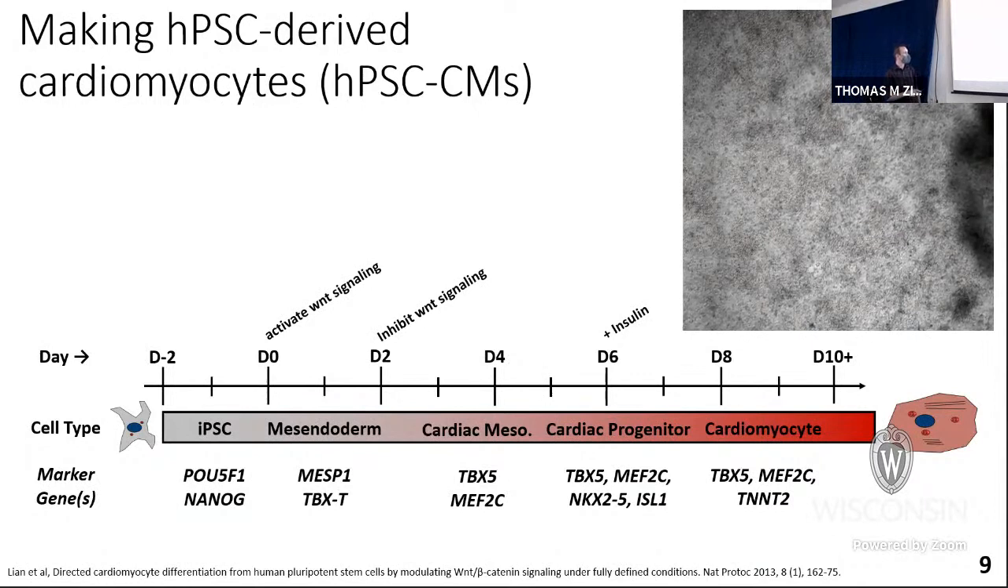And so we start with our induced pluripotent stem cell or embryonic stem cell, you could. And just through modulating one particular pathway called Wnt signaling, we can activate Wnt signaling to drive this naive stem cell into a mesoendoderm, kind of an intermediate between mesoderm and endoderm, two of those three germ layers. And then we can inhibit Wnt signaling to specify this to a specific subset of mesodermal tissues called cardiac mesoderm. We can then further, by adding insulin, drive this to a cardiac progenitor and eventually down to a cardiomyocyte.